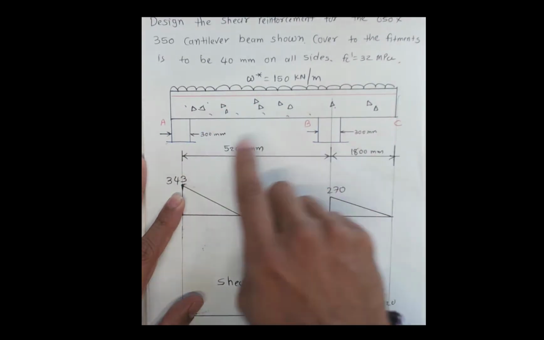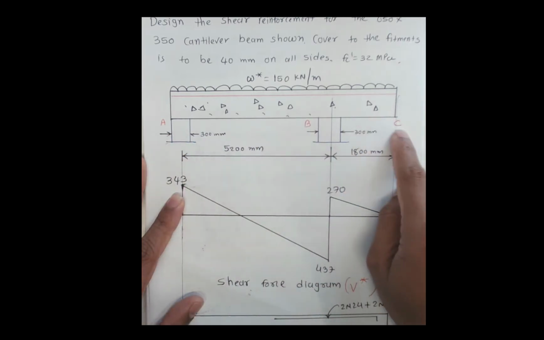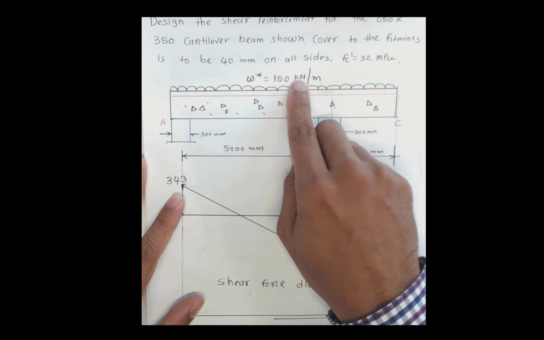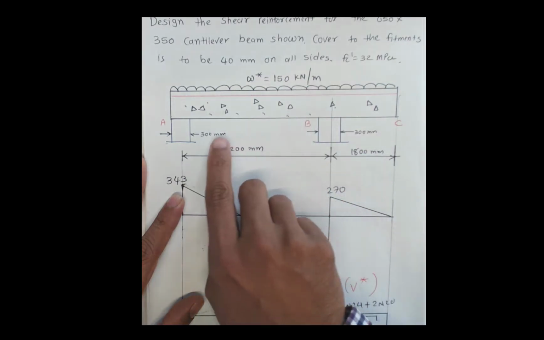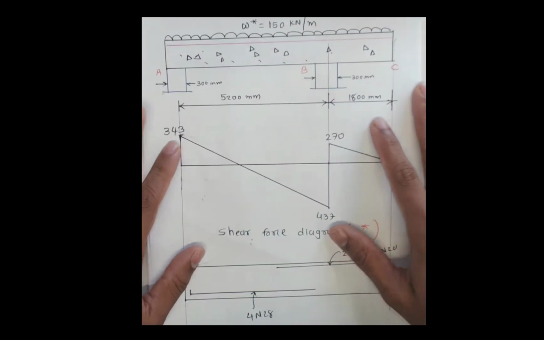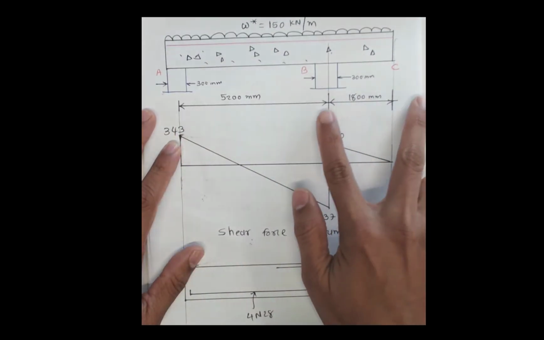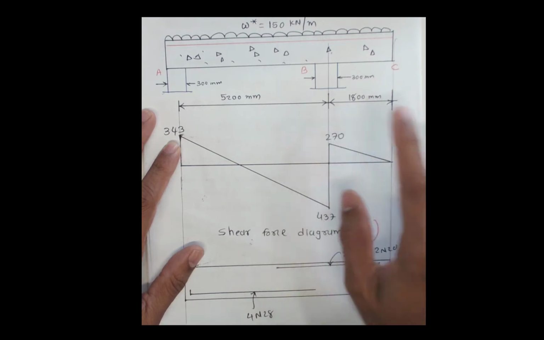It has two supports, support A and support B, and there is a cantilever at C. The uniformly distributed load is 150 kilonewtons. The support has a width of 300 millimeters. The distance between support A and B is 5.2 meters. The distance between support B and C is 1.8 meters.